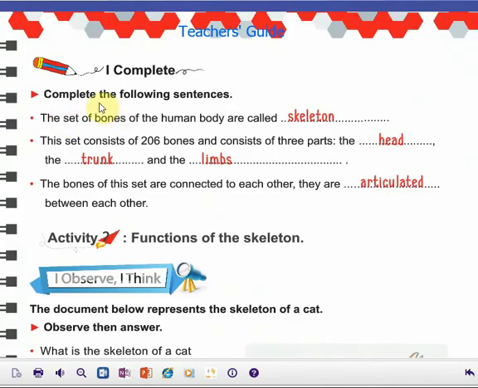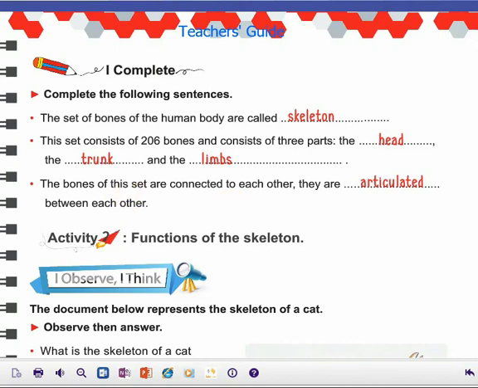Now let's complete these sentences together. The set of bones of the human body is called the skeleton, as I told you. Okay? The skeleton consists of 206 bones and consists of 3 parts: the head, the trunk, and the limbs. Limbs means upper limbs and lower limbs. Okay? The bones of this set are connected to each other, of course, and they are articulated between each other. Articulated means connected by joints.